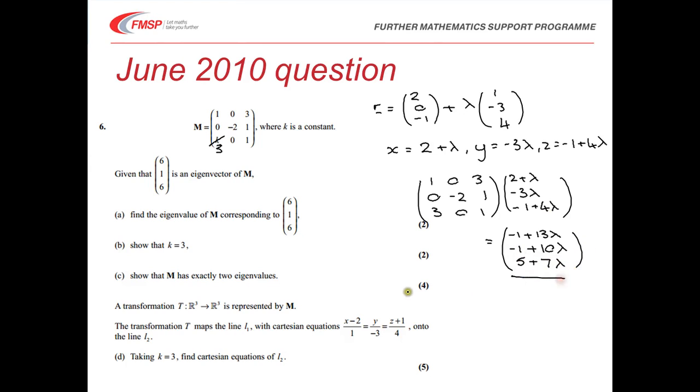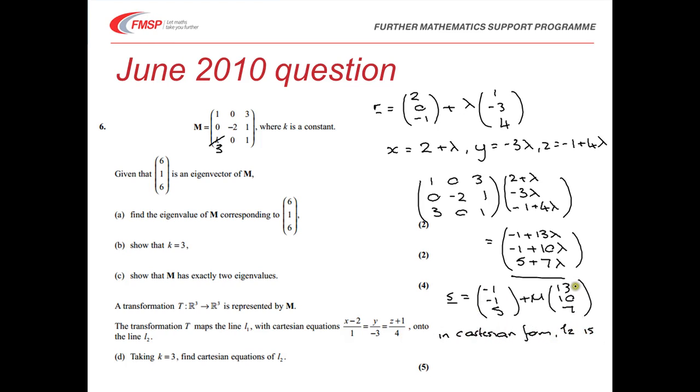Now this shows me a generic point on the image line, so I can see then that the image line has got an equation like this, -1, -1, 5, and I'll just change the parameter there from lambda to mu. Of course that doesn't really matter, but it'll be 13, 10, 7 for the direction, and in Cartesian form, which is the form I need for L2, so L2 is this.